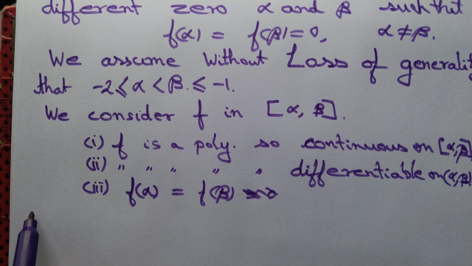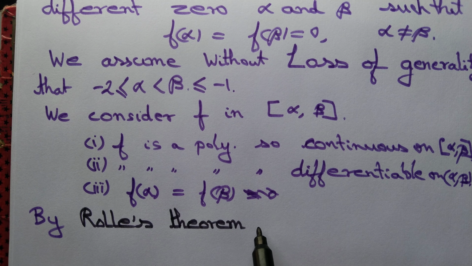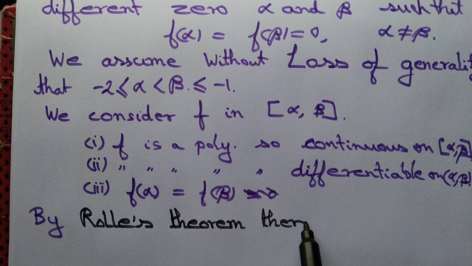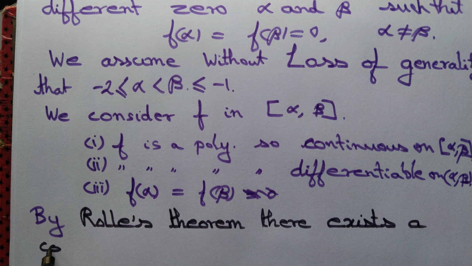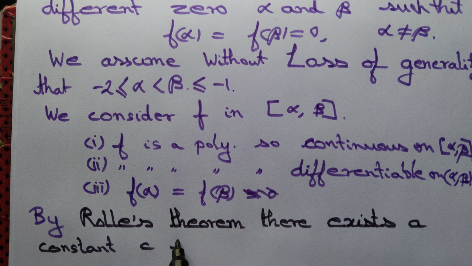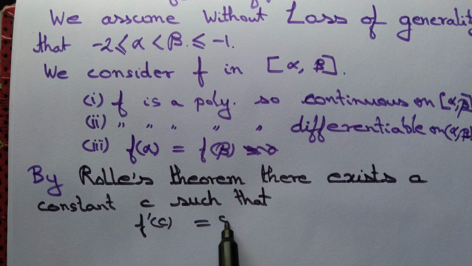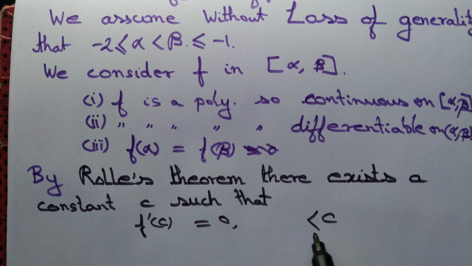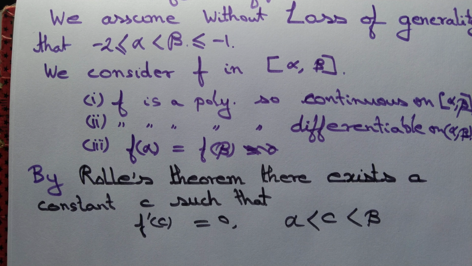By Rolle's theorem, there exists a constant c such that f'(c) is exactly equal to 0, and that c has to be bigger than alpha and less than beta. How much is f'(c)?